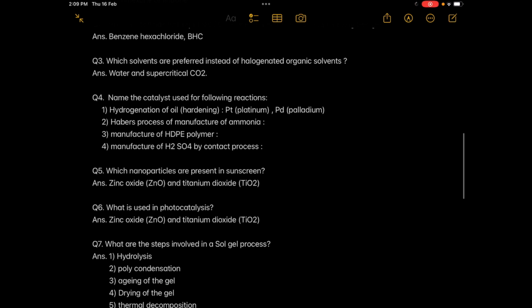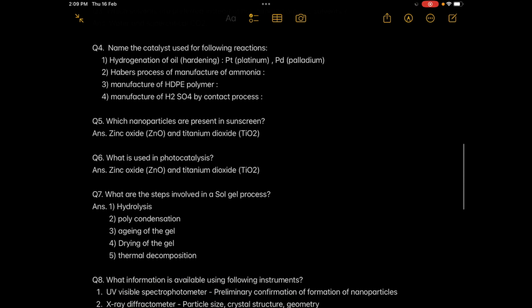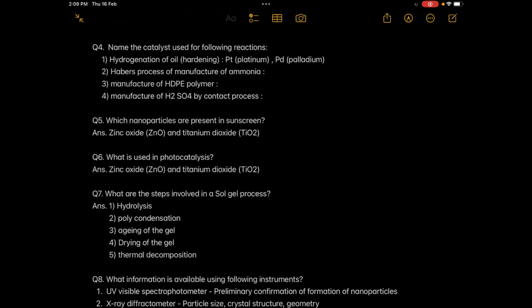Next question, which solvents are preferred instead of halogenated organic solvents? So we basically prefer water, which is a universal solvent, and supercritical carbon dioxide. So any solvent which does not contain halogens are being preferred here. Name the catalyst used for the following reactions. I have mentioned only one. Hydrogenation of oil, that is hardening. You can take platinum, you can take palladium, or also you can take Raney nickel.